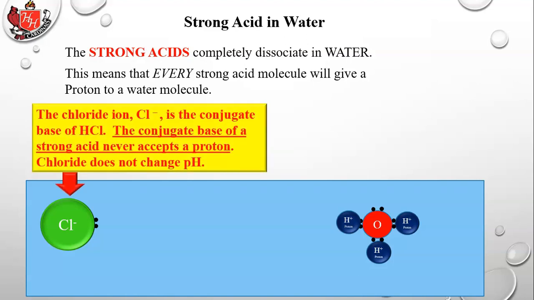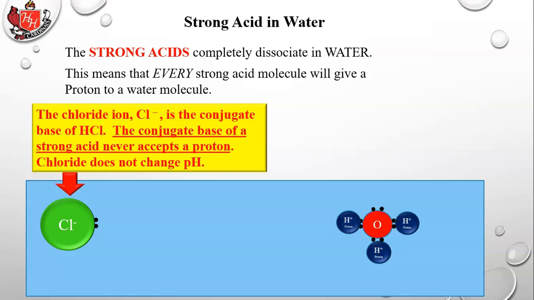The chloride ion, Cl-, is the conjugate base of HCl. The conjugate base of a strong acid never accepts a proton. In other words, if a strong acid always, 100% of the time, wants to give away its protons, it doesn't make any sense that it would take one back. So chloride does not change the pH.